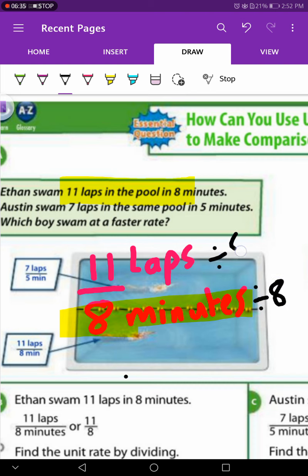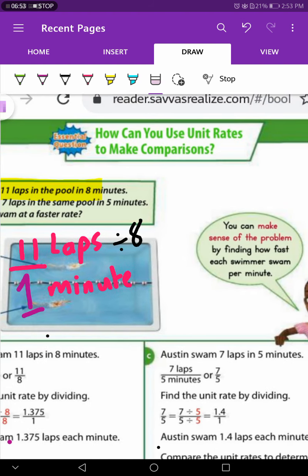Yes? So here I erase everything. Sorry, I will not erase everything. I erase this and write 1. Okay, it is 1 minute. And up, 11 divided by 8. So you are good in math, yes? So you can divide. We learned how to divide 11 by 8, yes?